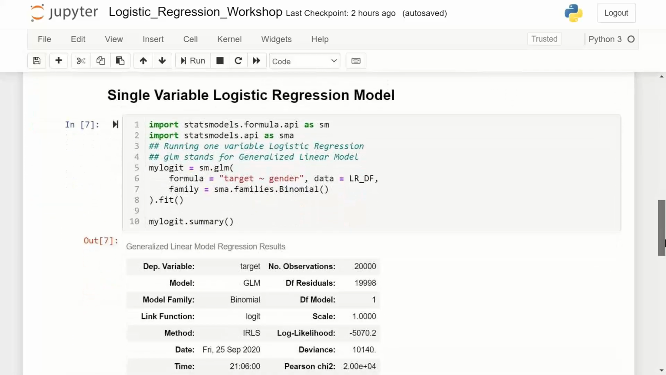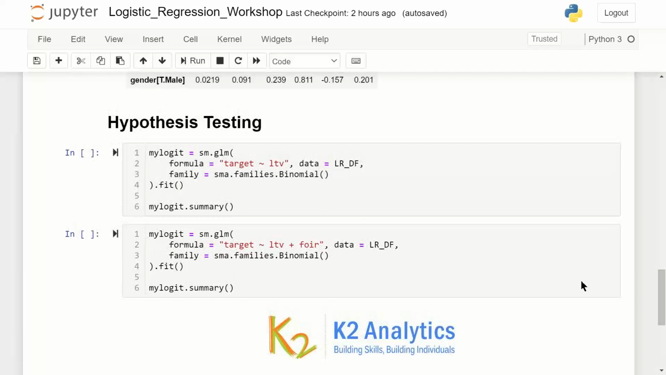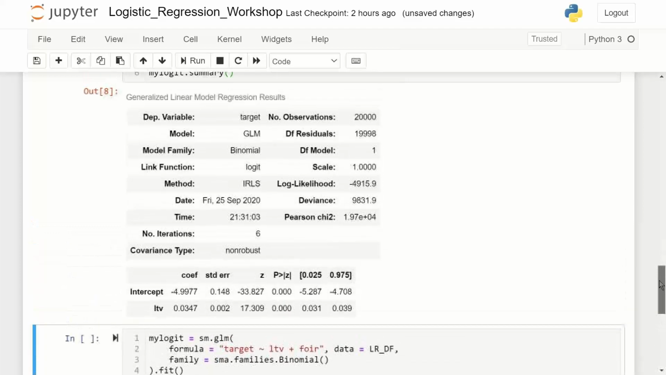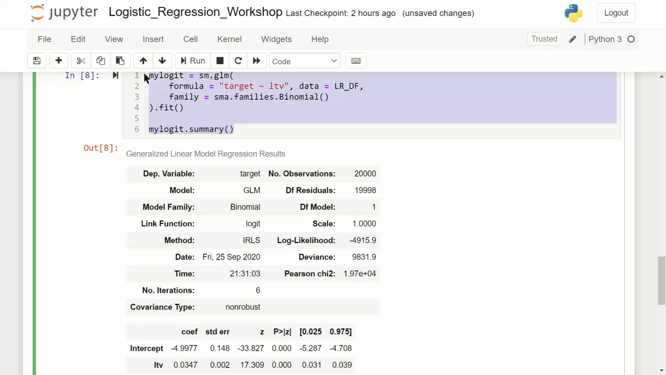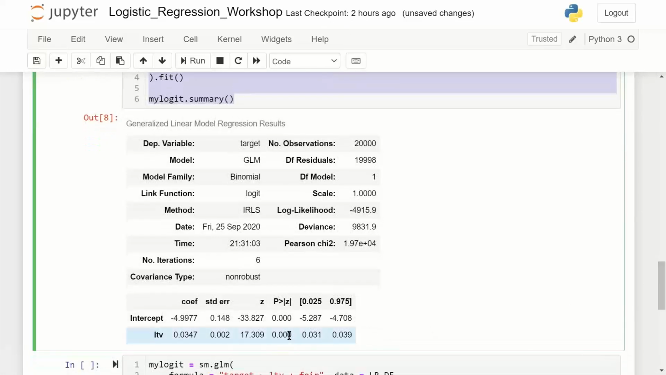Now, let's see LTV. This is a single variable logistic regression for gender, which we have already made. So let's make a model for LTV. Here I'm saying target tilde LTV. I run that. Now this is the summary output of target as a function of loan to value. Let's see what the p-value is. The p-value of LTV has come out to be 0.000.